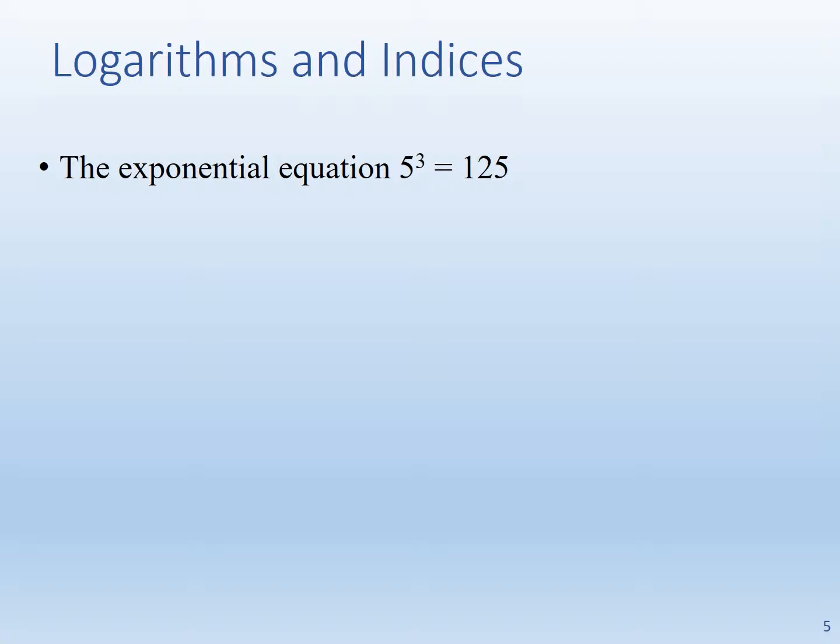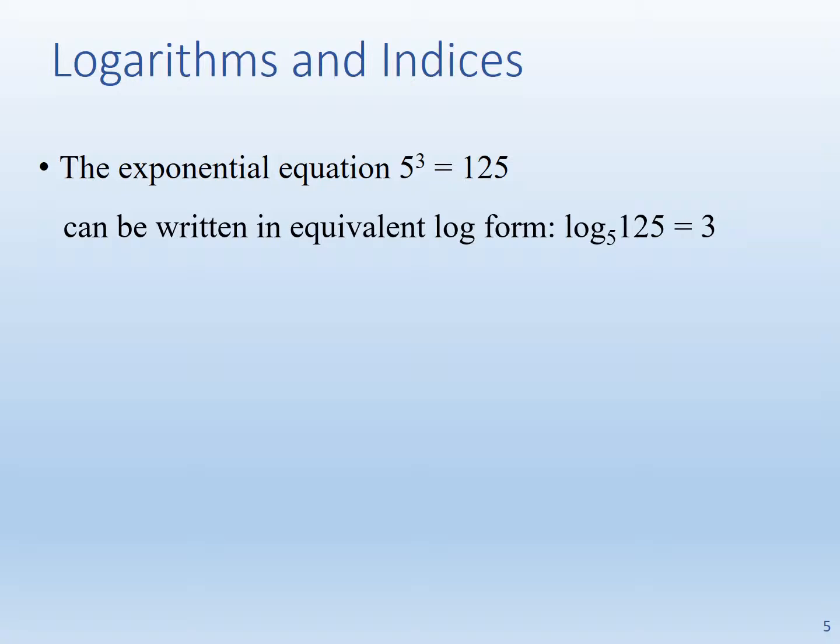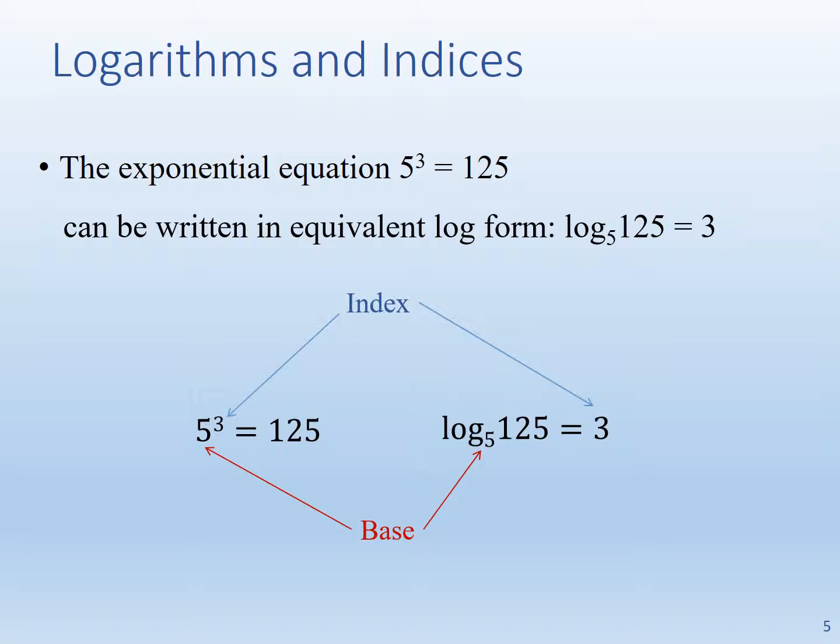The exponential equation 5 to the power of 3 equals 125 can be rewritten as a log equation, as log to the base 5 of 125 equals 3. Those two expressions state the same thing. So the relationship between the two is that the 5 is the base, the 3 is the index, and the 125 is the number. So notice that when we are finding the log of a number, we're really looking for the index, the 3 in this case.